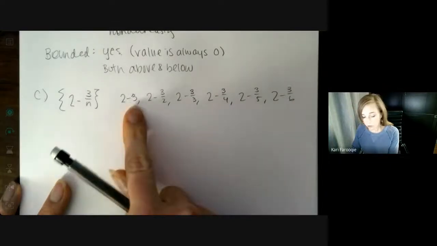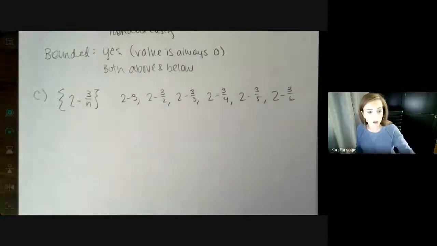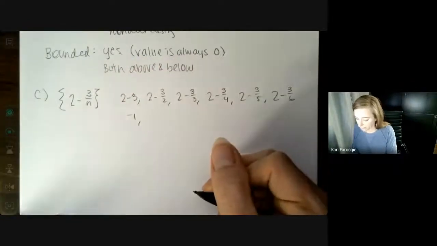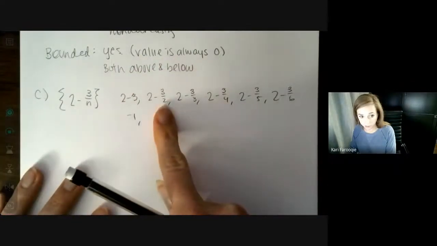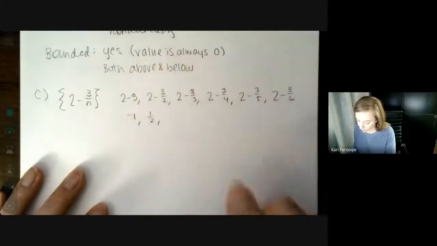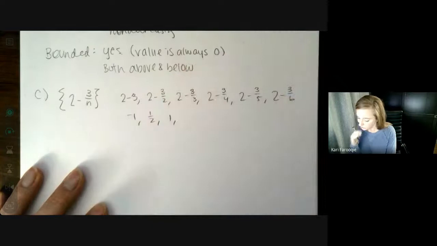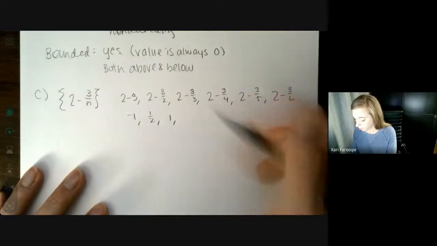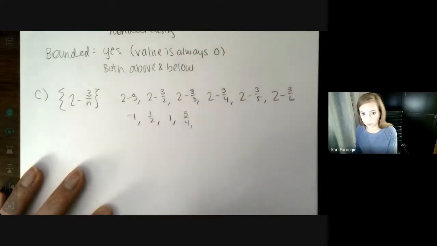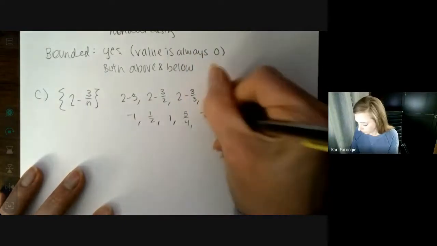Note that you started off by taking more away from this value. So 2 minus 3 is negative 1. 2 minus 3 halves is 2 minus 1.5, which is just going to be a half. 2 minus 1 is 1. 2 minus 3/4, well, now you're looking at 8/4 minus 3/4, which is 5/4. 10/5 minus 3/5 is 7/5.